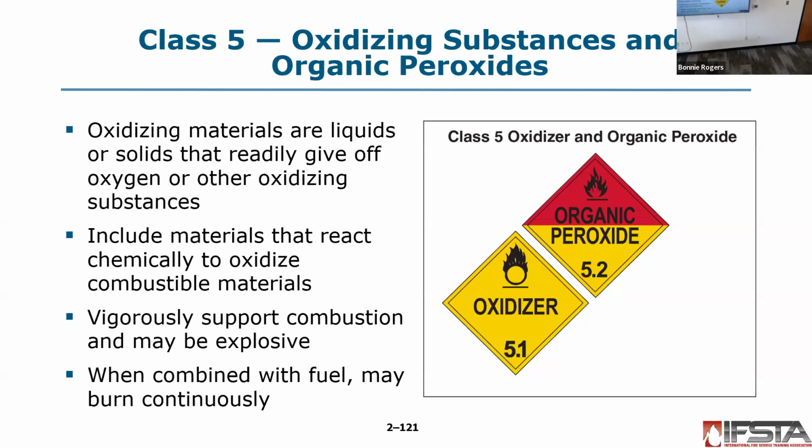All right, class 5: oxidizing substances and organic peroxides. These are materials that readily give off oxygen or oxidizing substances. These, of course, will support combustion. So if you combine those with a fuel, they might continue to burn.